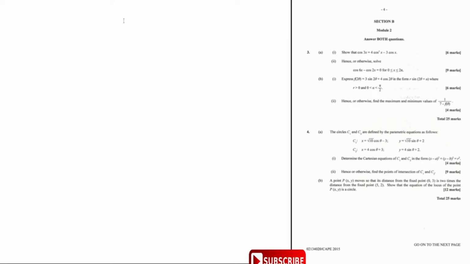What we need to do. All right, so first thing, I like to start with the left hand side. As you know, our left hand side is cos 3x. All right, this is our left hand side.